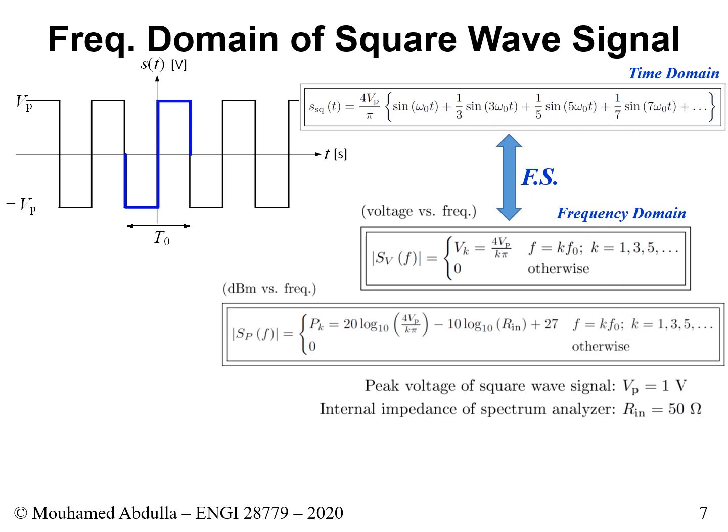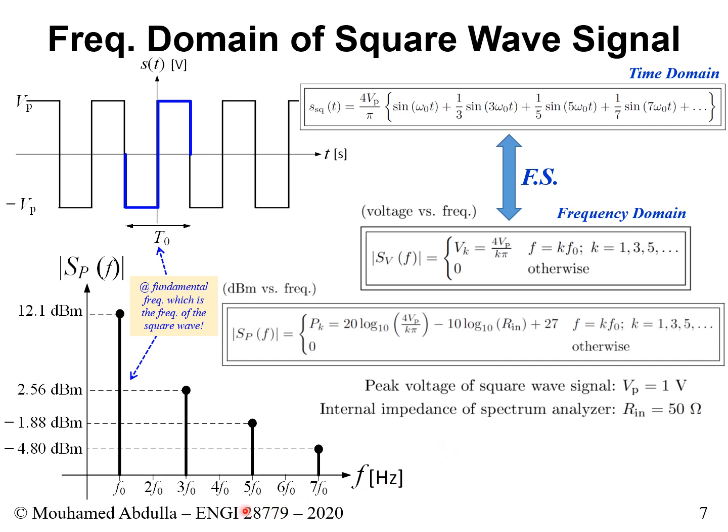odd harmonics? This is what you get, right? So at F naught, you enter 4 times 1 divided by 1, because your K is 1 here, your K is 3, your K is 5, your K is 7. And then the internal resistance is 50, you add 27, and then you determine the value of dBm for each of the spikes. And this is how it looks. Okay, so this here is the time domain representation of the square wave signal, which you will see with an oscilloscope, and this is the frequency domain representation of the square waveform signal.